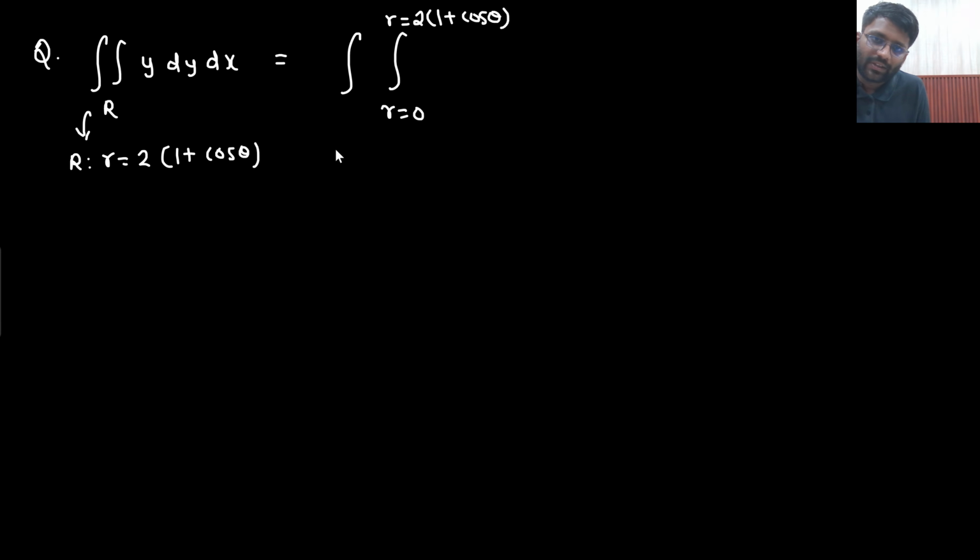Sir, R is nothing but R equals 2 into 1 plus cos theta. If I am asking you to calculate, do you already know the answer? Yes, sir, but I have to follow the process because it is a recorded lecture. So let's follow the process and prove it. R is going from 0 to 2 into 1 plus cos theta, and from where to where is theta going? So theta is going from 0 to 2 pi.